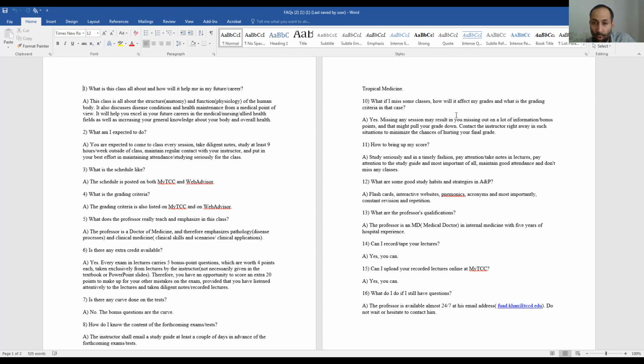How to bring up your score. Study seriously and in a timely fashion. Pay attention, take notes in lectures, pay attention to the study guide, and maintain good attendance. Don't miss any classes. So pay attention there again. And repetition is the key, right? Just keep going over the material over and over again. So making flashcards, forming study groups, all of those are good practices as far as keeping up your study standards is concerned.